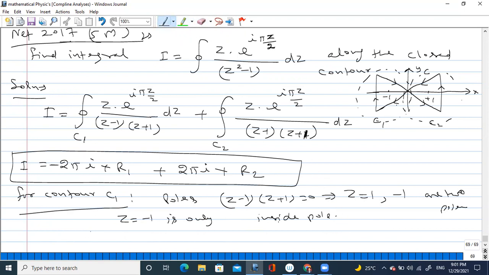Here, z equal to minus 1 is the only inside pole, and discard the outside pole z equal to plus 1. Note down this.